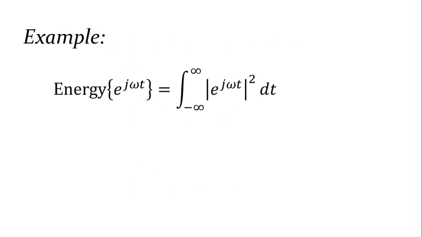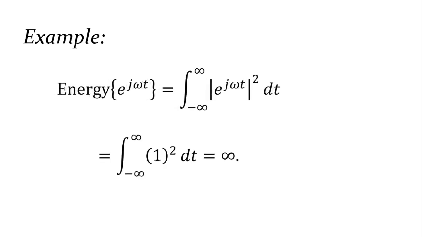Here's an example that demonstrates why energy is not a suitable measure for all types of signals. When calculating the energy of complex exponential e to the j omega t, we obtain the result infinity. That's because e to the j omega t has magnitude 1 and goes on forever. It's just like saying that a voltage source connected to a light bulb will deliver an infinite amount of energy to the light bulb when measured over all time. The energy delivered per unit time, however, is finite.